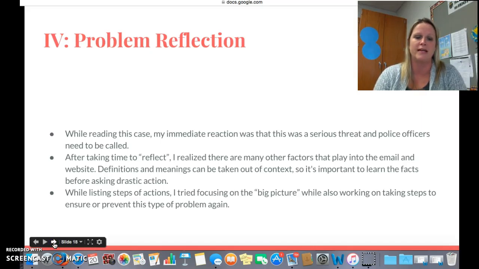Problem reflection: while reading this case, my immediate reaction was to call the cops. You know, she's been threatened. However, taking time to reflect back, I realized there were many other factors that played a role in the email and website. Definitions and meanings can be taken out of context, so it's important to learn the facts before taking drastic action. While listing the steps of action, I tried to focus on the big picture, but also on taking steps to prevent it from happening again.